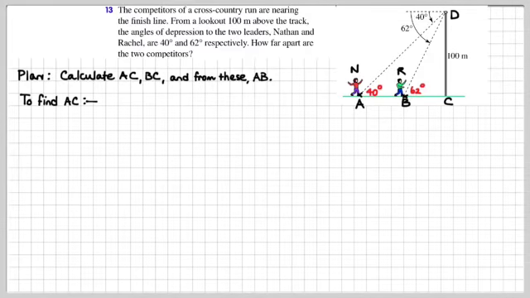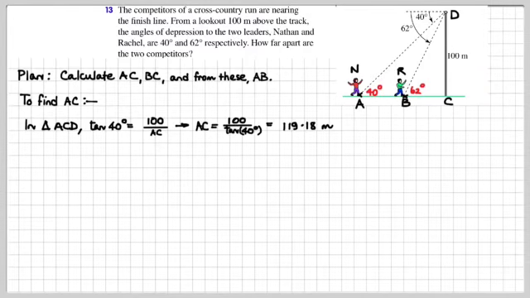So let's do that. To find AC, alright, here we go. In triangle ACD, have a look. ACD, tan of 40 is equal to the 100, the opposite, over AC. Now doing a bit of manipulation with that, I can get AC is 100 over tan 40, which comes out to be 119.18 metres to 2 decimal places, right? Excellent, we're about halfway there.